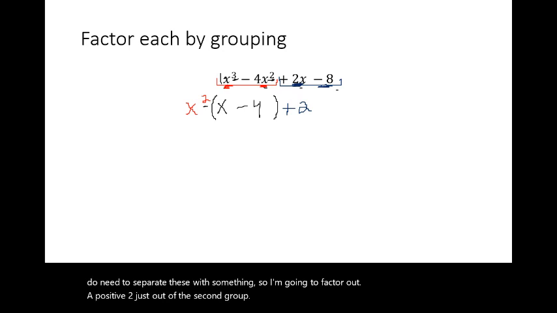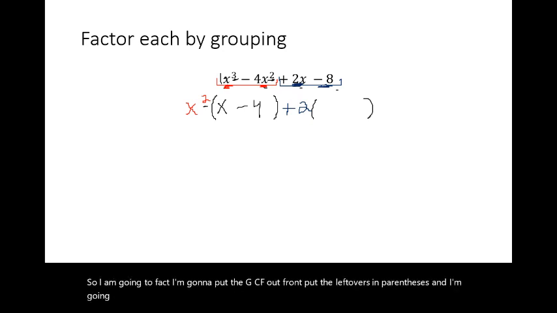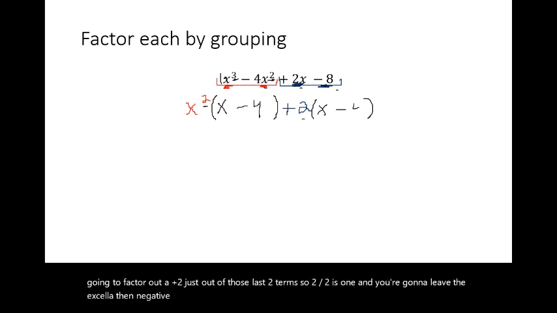So I'm going to put the GCF out front, put the leftovers in parentheses, and I'm going to factor out a positive 2 just out of those last 2 terms. So 2 divided by 2 is 1, and you're going to leave the x alone. Then negative 8 divided by 2 is negative 4.